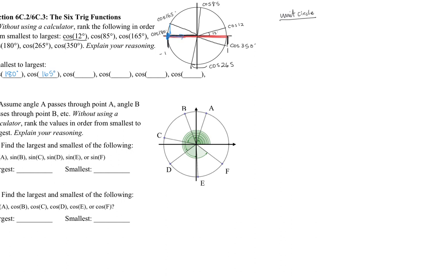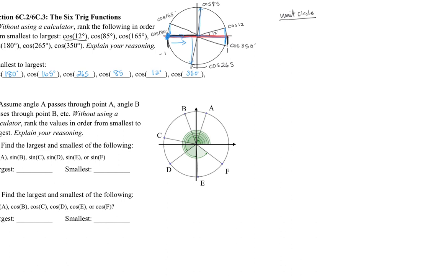And then we keep going, and the next one I see is this one, which is cosine 265. And then the next one I see is this one, which is cosine 85. So I'm just reading on the x-axis from left to right. So if I keep going this way, the next one will probably be this 12-degree one. So cosine 12. And then lastly, our cosine 350.